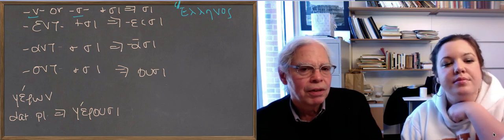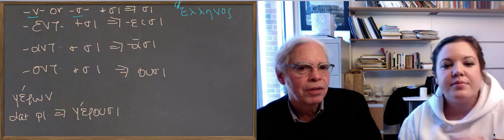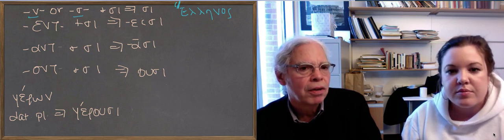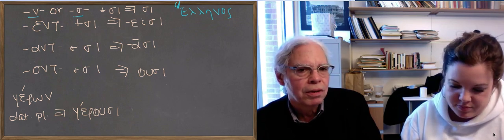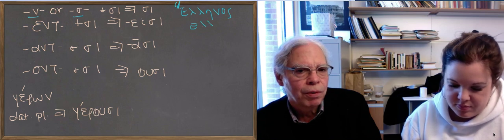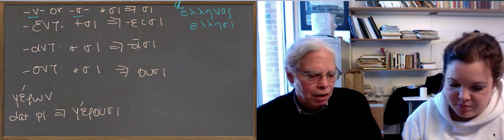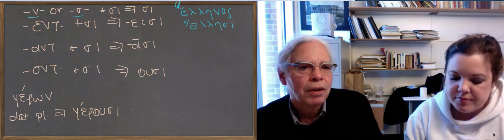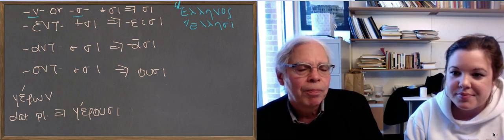So that's the genitive of it, okay? In the dative, Helene plus si gives you Helesi. The nu disappears and you get Helesi. So that's a form that we're going to learn in this lesson. That means a Hellene, which is what Greeks call themselves in the classical period, or panhellenes.